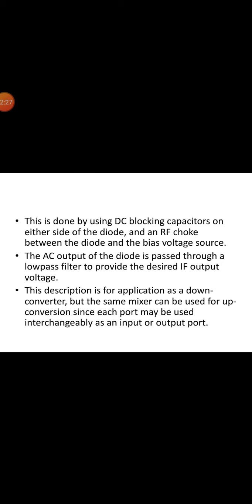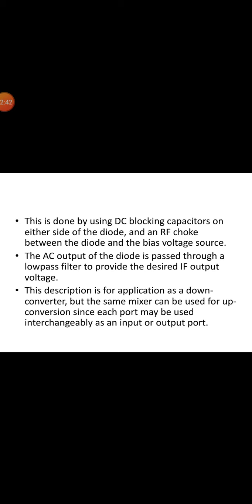So this diagram shows the circuit for a single-ended diode mixer, and its idealized equivalent circuit is shown in the diagram, and this is done by using DC blocking capacitors on either side of the diode and RF choke between the diode and the bias voltage source. The AC output of the diode is passed through the low pass filter to provide the desired IF output voltage.